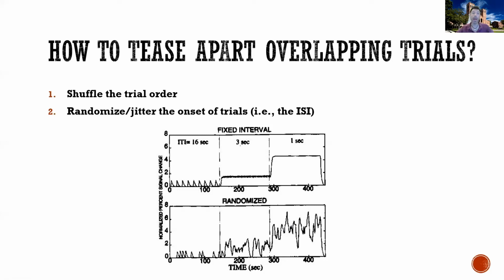So the 2 main ways that we have to tease apart overlapping trials with overlapping bold response is to shuffle your events and to randomize or jitter their onsets in time.